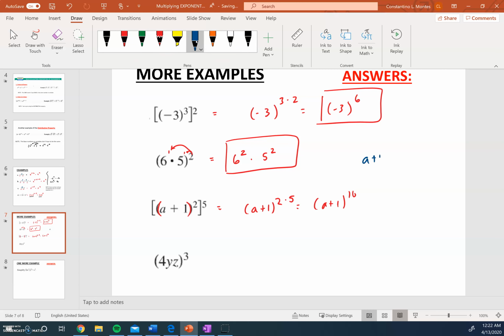(A plus 1) to the power of 10, we cannot do this distribution here that kids want to do typically. We don't have multiplication, so that distributive property for exponents does not work in this case. This does not equal a to the power of 10 plus 1 to the power of 10. That does not work. So once you get to this point, just leave it.